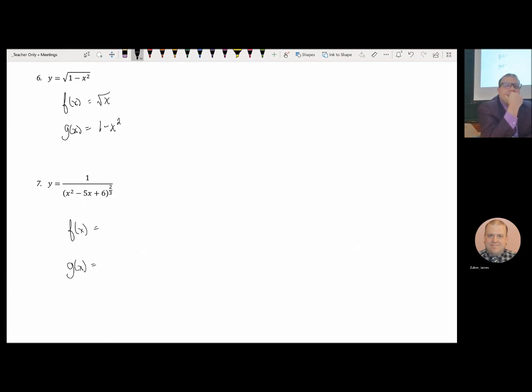What do we think? And trust me, by the time you get to calculus, you're going to be doing so many of these that you're going to be able to just look at it and immediately see the decomposition.